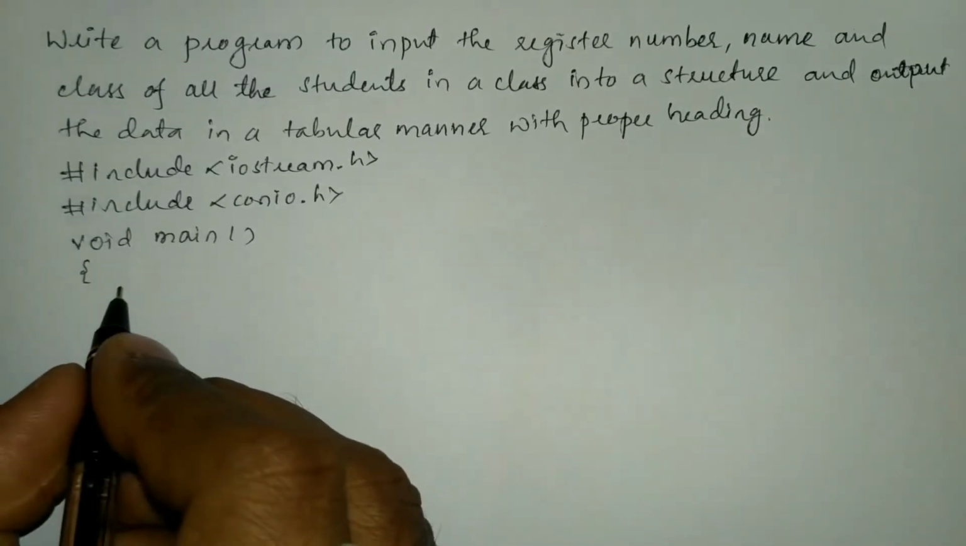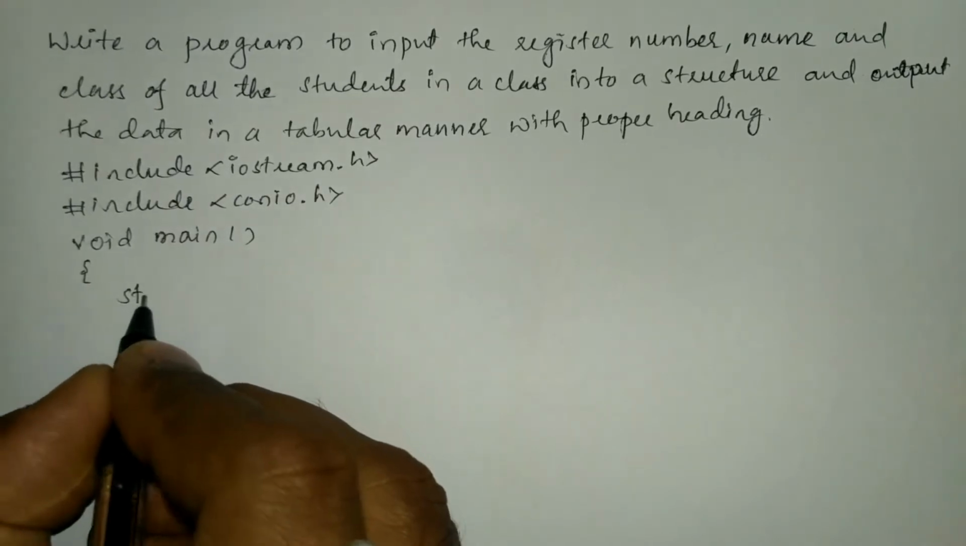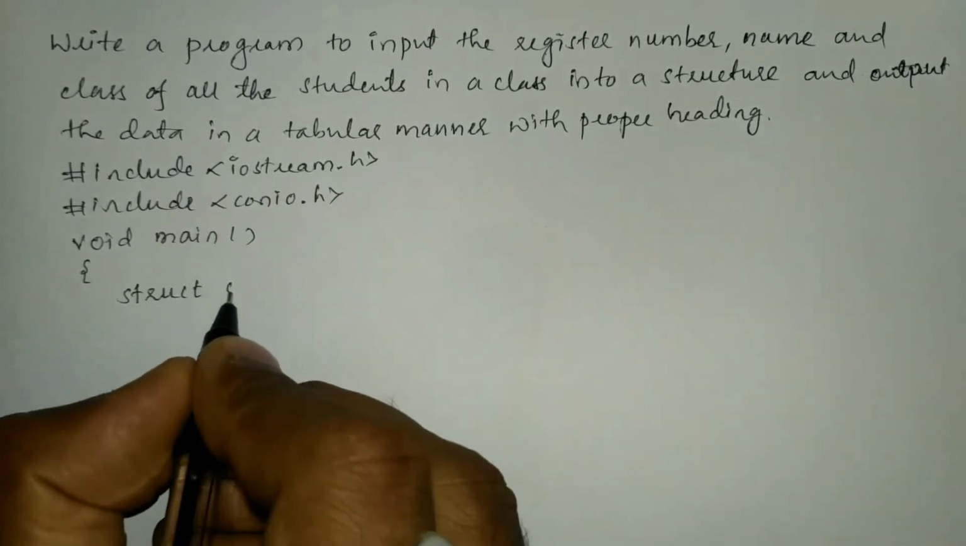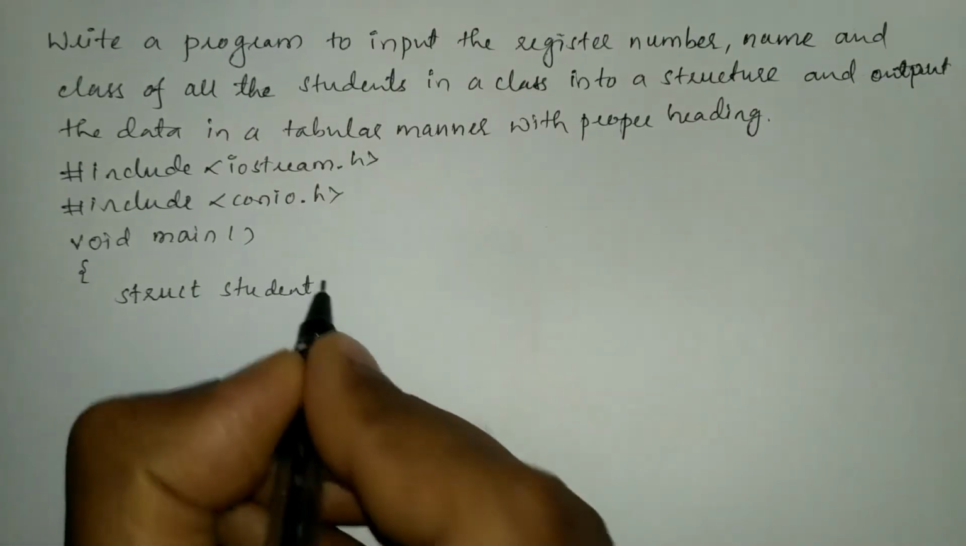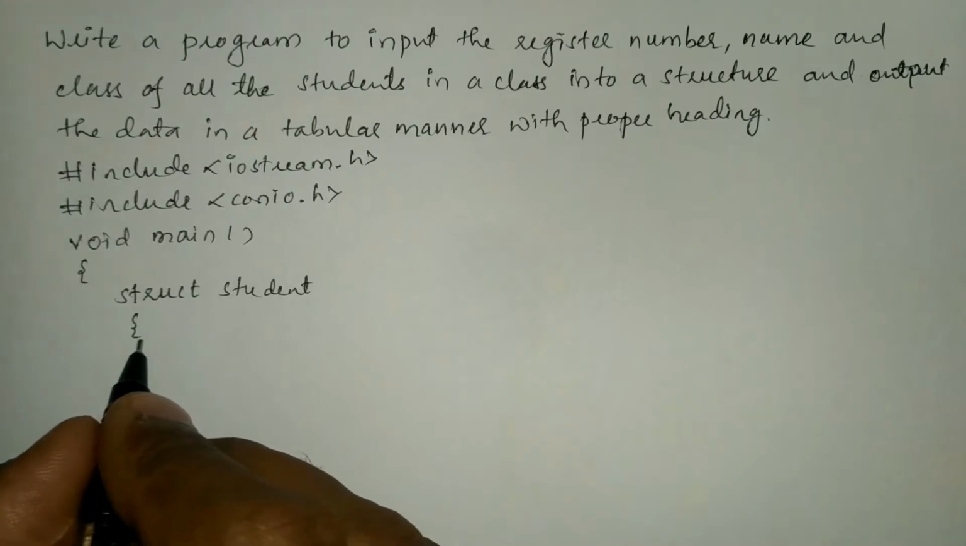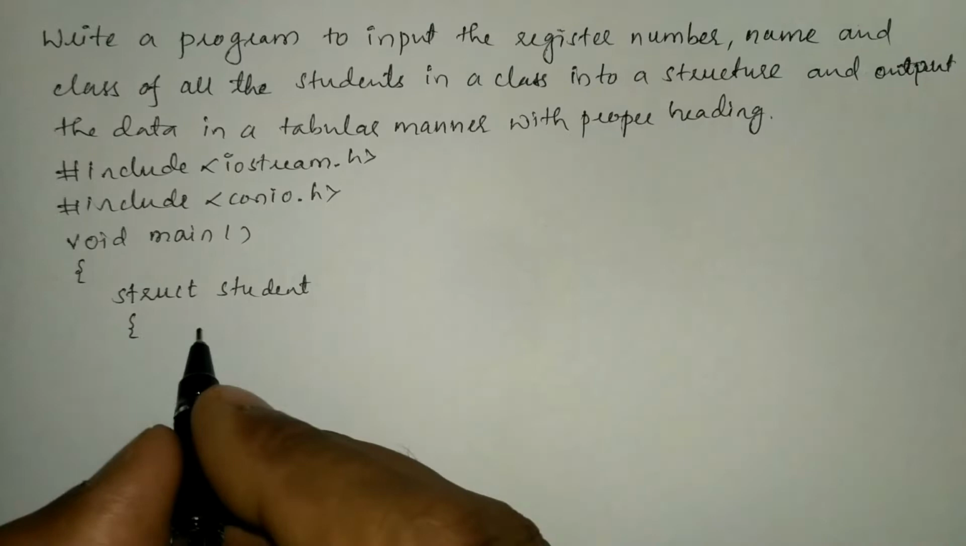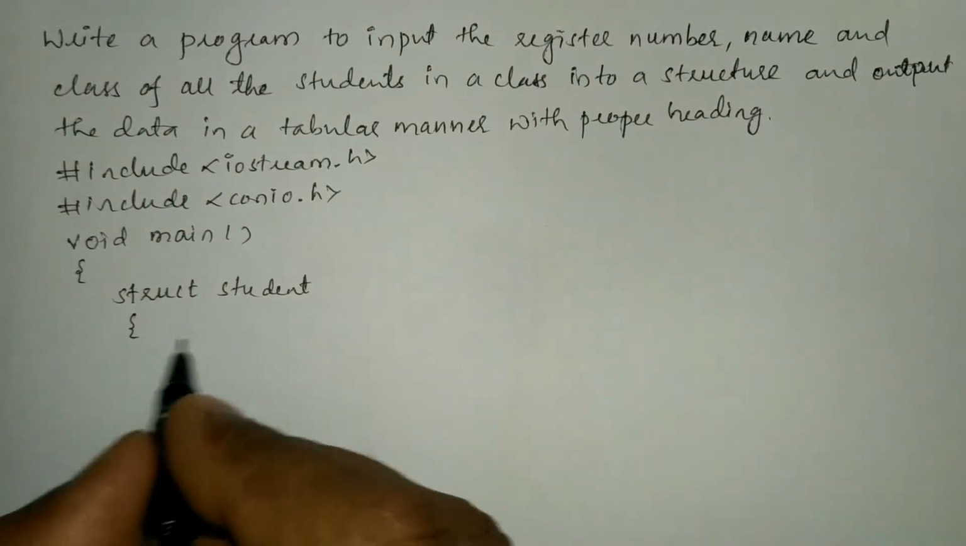curly open brace, and here we are going to define the structure with the keyword called struct, and the name of the structure is student. Curly open brace indicates this is the beginning of the body of the structure definition. So structure is a collection of heterogeneous type of data.